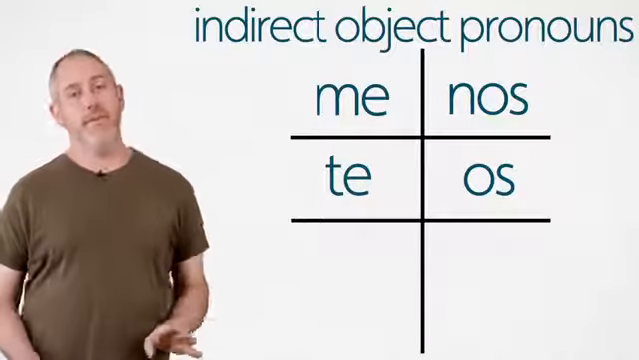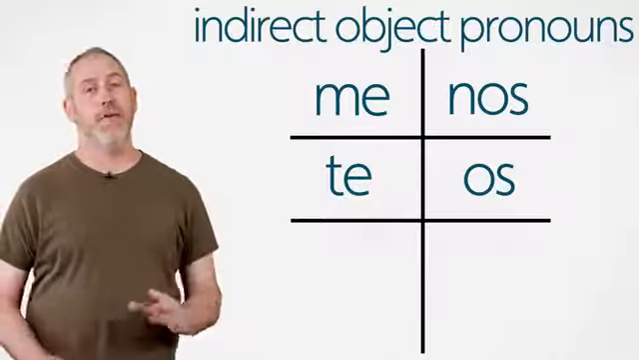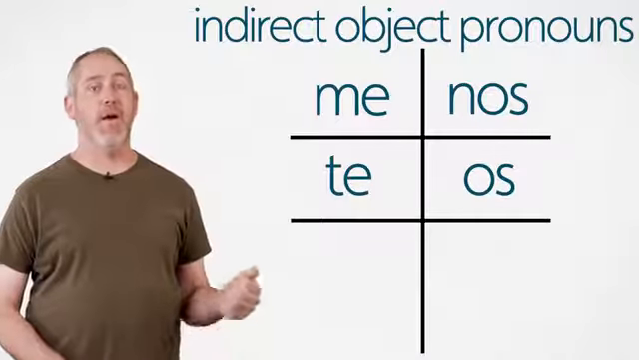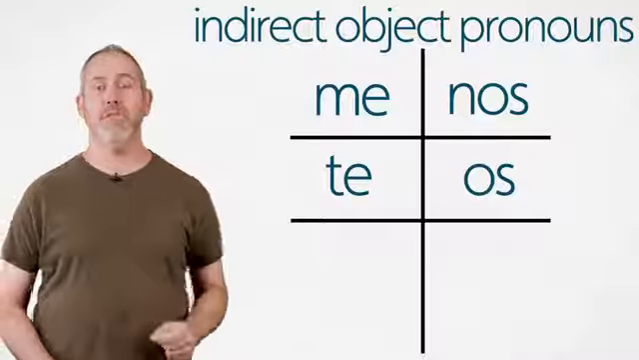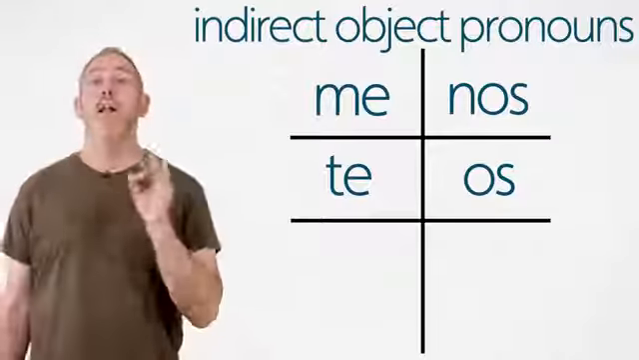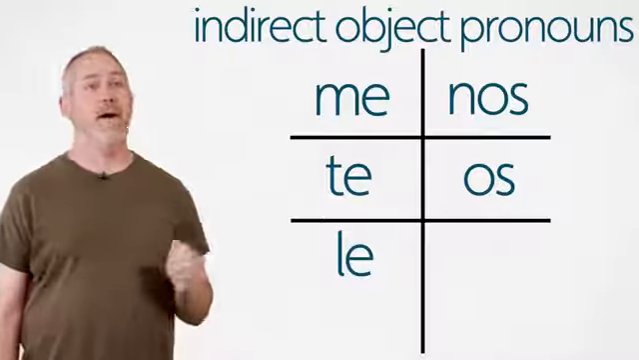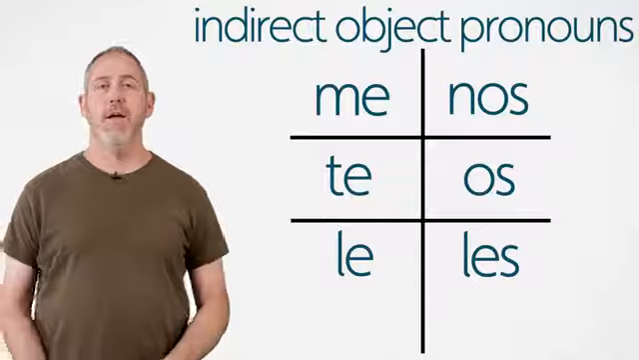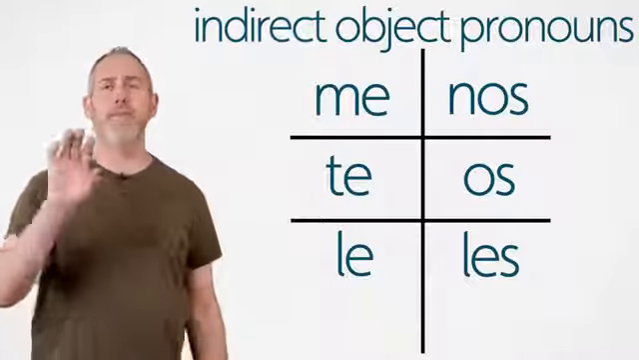Now the only ones that are different are the bottom left and the bottom right. So before we had lo and la, and we had los and las. Well, now we're just simply going to have one on each side. First of all, on the bottom left, we have the word le, and then on the bottom right, we have the word les.